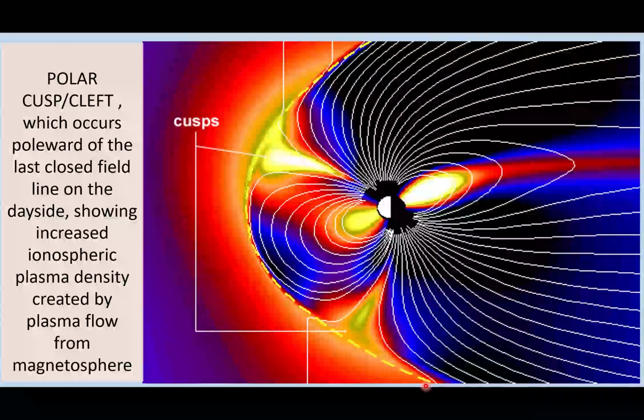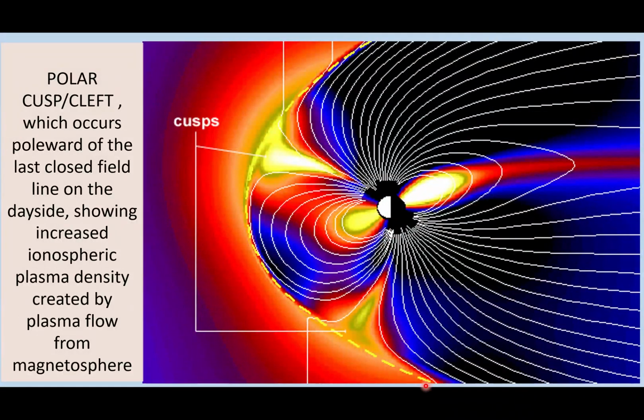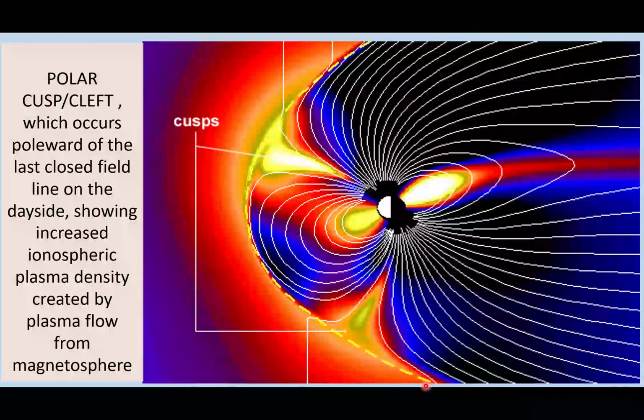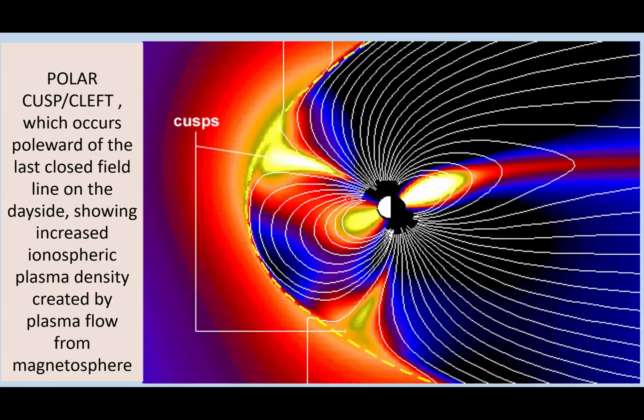Because of this geometry between the last closed field line on the day side and the first open field line on the night side, there is a region through which no magnetic field passes, and therefore the plasma can find an easy entry into the ionosphere. Therefore, this region shows increased ionospheric plasma density created by plasma flow from the magnetosphere. So plasma density in the ionosphere increases and gives rise to this feature of the cusp or cleft.